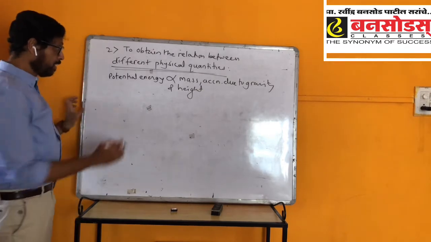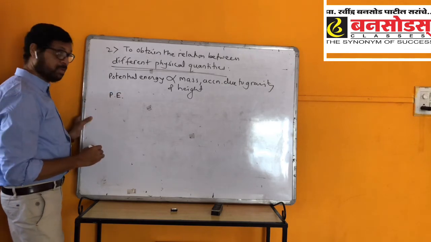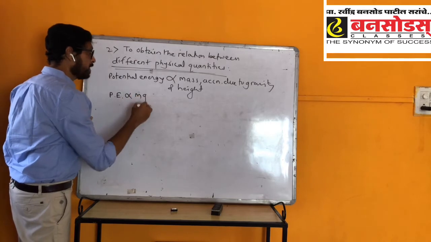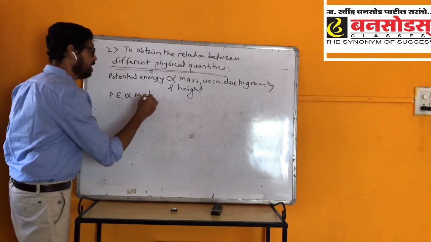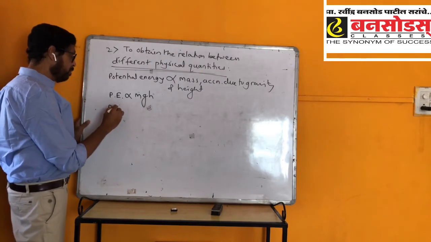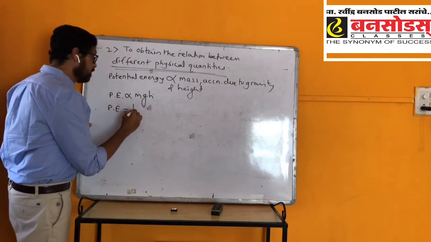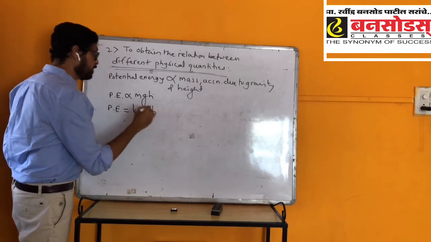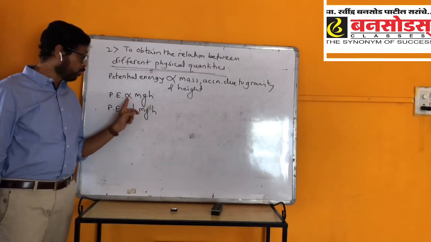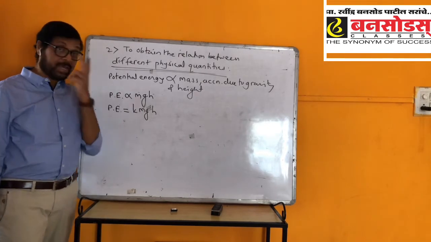What you do here: potential energy is proportional to mass, acceleration due to gravity, and height. It is given to you. You can say potential energy is equal to kmgh, isn't it? Because when you convert a proportion into an equation, you have to introduce a constant. So potential energy is equal to kmgh.